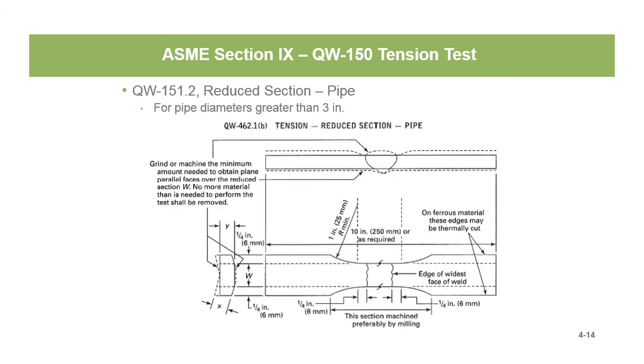Here's another slide. This one is a reduced section tensile test for pipe. Same thing, it walks you through it, talks about grinding the minimum amount needed to obtain a plane parallel face over the reduced section. It walks you through everything. Like I said, none of this stuff is really rocket surgery, and you don't have to commit it to memory, but you do need to be cognizant that this material exists and that it's out there and you just need to find it. I don't remember any of this. I just know where to find it and look it up. I don't have it committed to memory in some kind of savant type fashion, but I do know where to find it and dig it up and let people know what tests you need done to qualify your procedure.